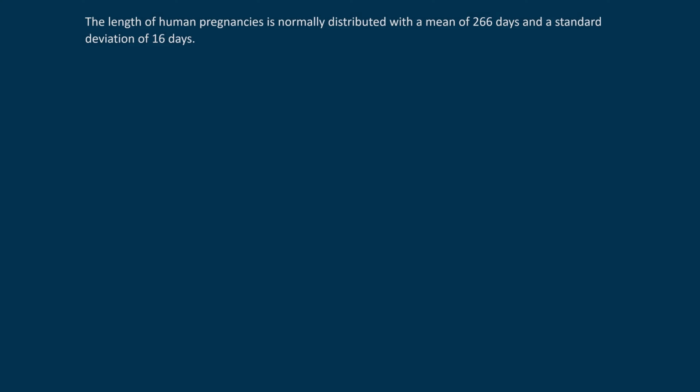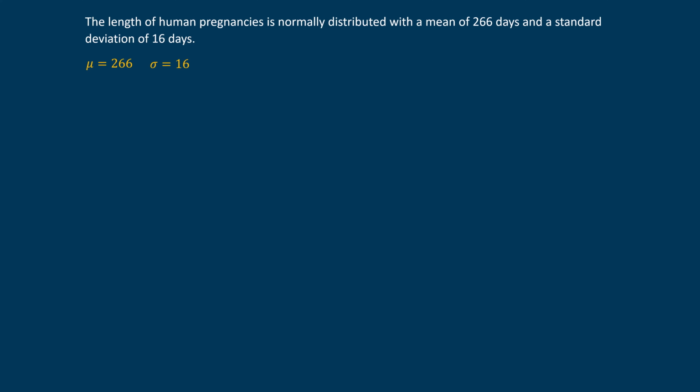Alright, so here's the problem we're going to work on. It says, the length of human pregnancies is normally distributed with a mean of 266 days and a standard deviation of 16 days. We know we're working with a normal distribution word problem because it states that the length of human pregnancies is normally distributed. We're given that the population mean is 266 days, so we write mu equals 266, and we also have that the population standard deviation is 16 days. So we denote that as sigma equals 16.